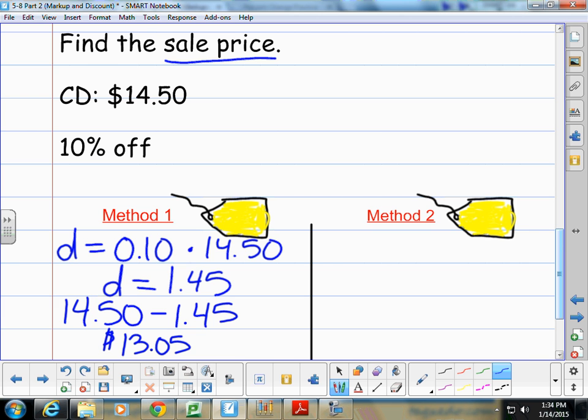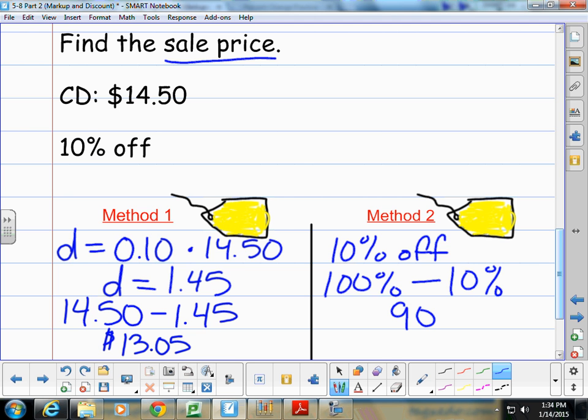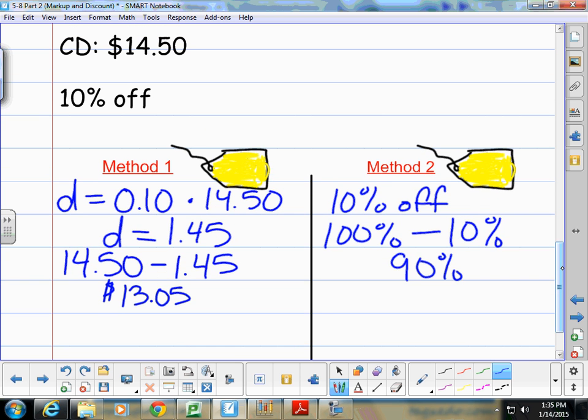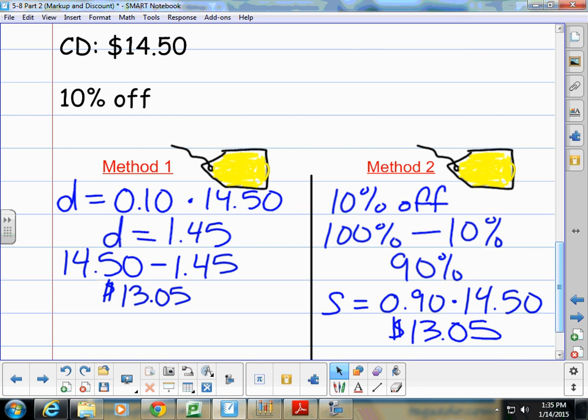Okay. Method two. I have a 10% discount, 10% off. So originally I'd be paying 100%, but I don't have to pay for 10%. So I'm only paying for 90% of that CD. So then I'm wondering what my sale price is: 90% of 1450. Use your calculator or use your estimation here, and we end up with $13.05 for the cost of that discounted CD. That is my sale price.